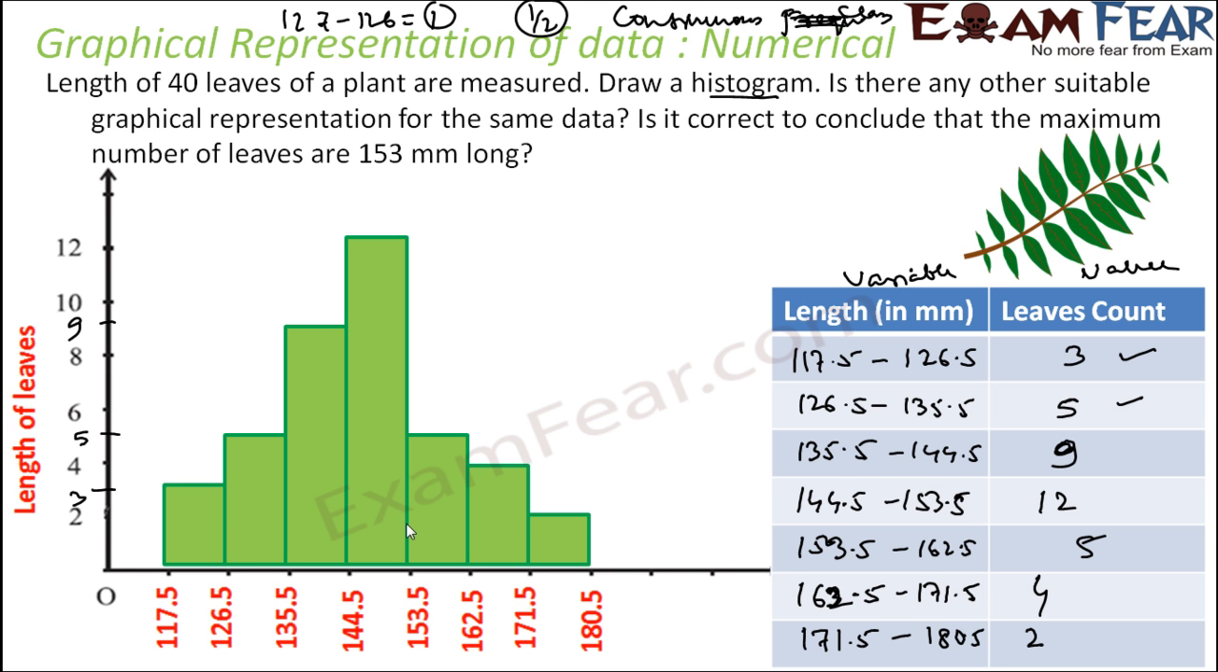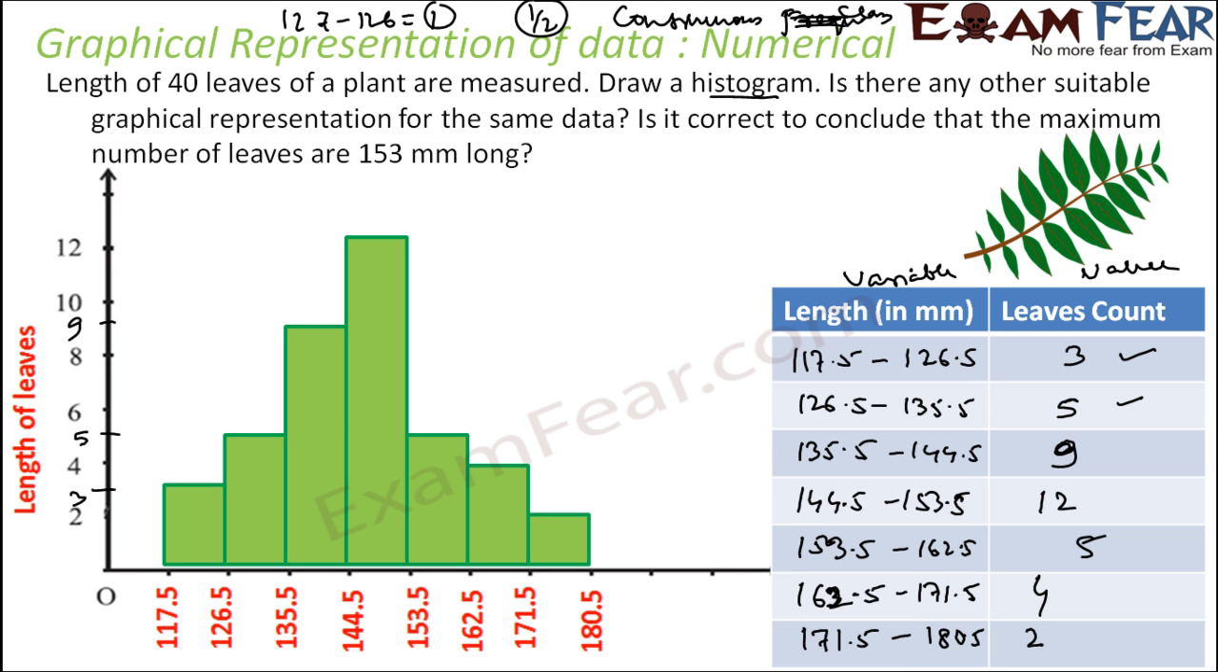If you see, the width is also important here, and they're all touching each other. Right? It's a continuous class. So this is my histogram. The question is, is there a better way to represent this? Yes, we can represent using a frequency polygon as well. So we can put some dots at the middle points, and we can join them to get a frequency polygon.